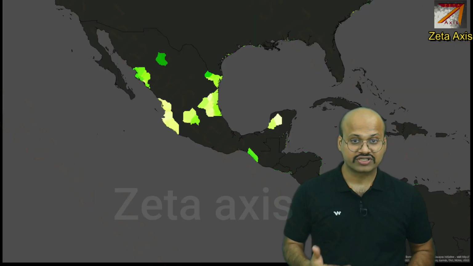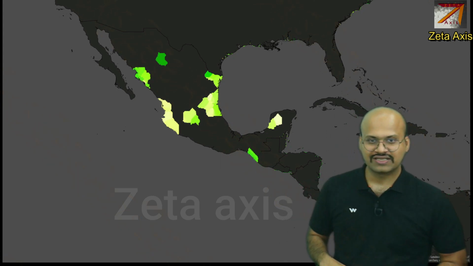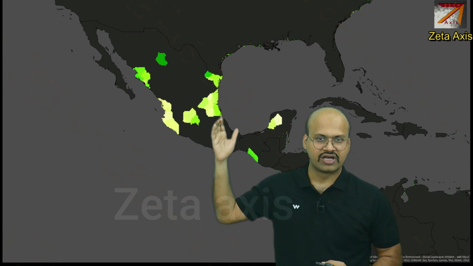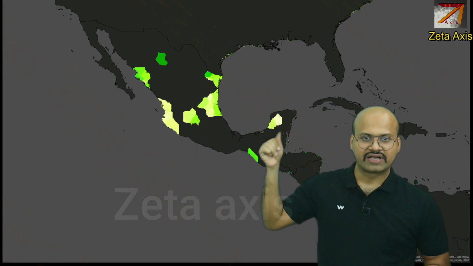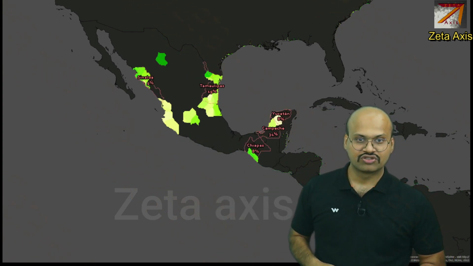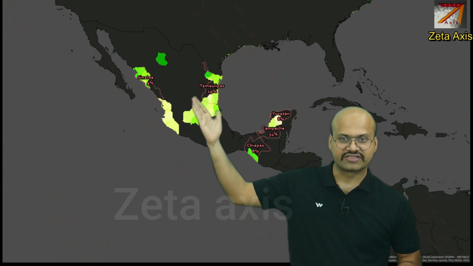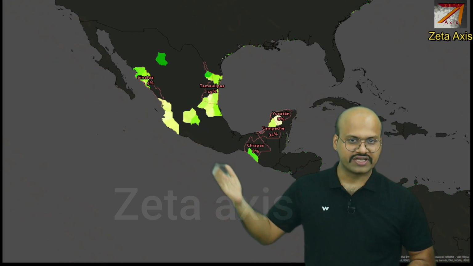Now let's see soybean production in Mexico. So here we can see that soybean is produced on both eastern and western coast of Mexico as well as in the Gulf of Campeche region. So we can see the important states which produce soybean in Mexico.